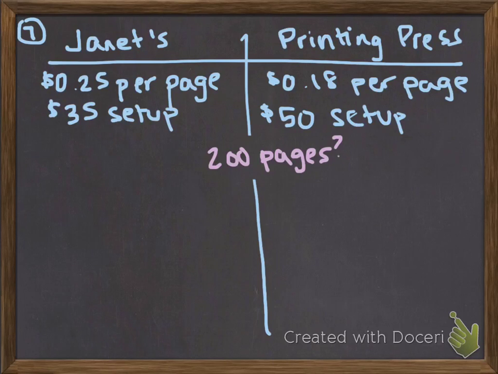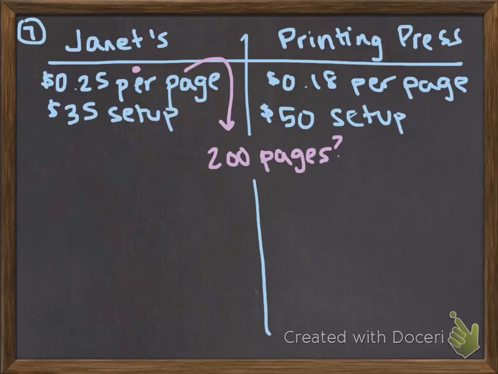The answer would not be the same if it was for 0 pages or 100 pages or 300 pages. The fact that it's 200 pages matters. The first thing is, if you do not know that 25 cents per page means that you multiply 25 cents by 200, you're kind of at a loss here.